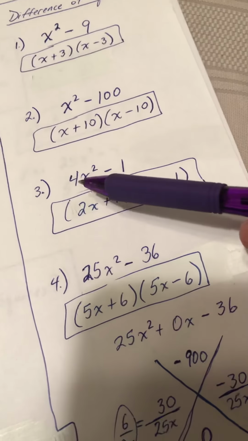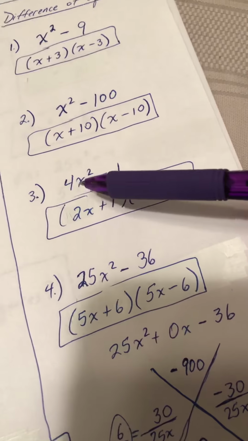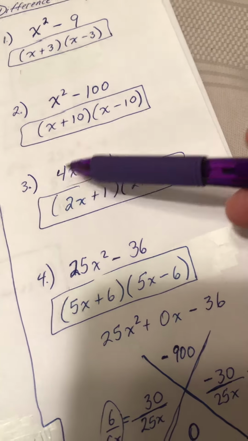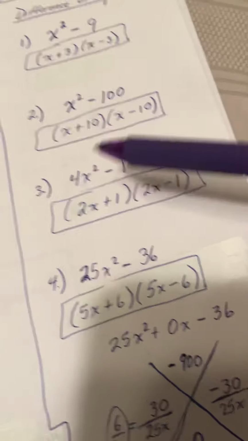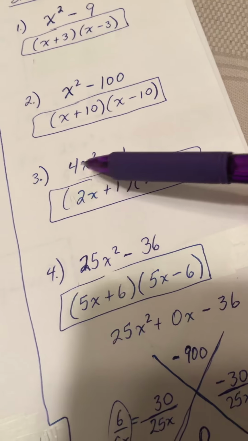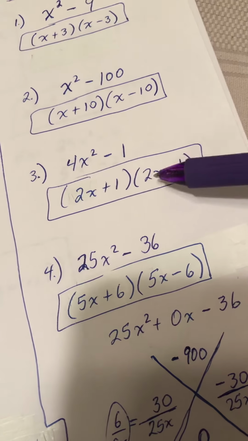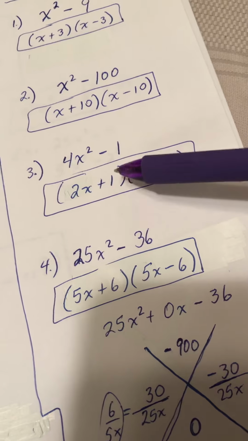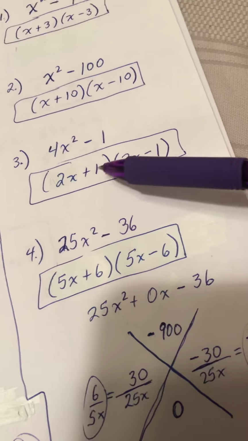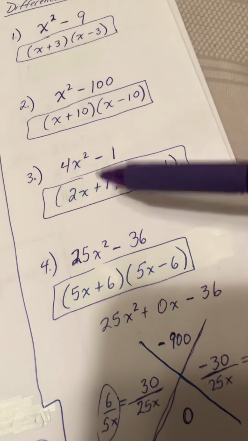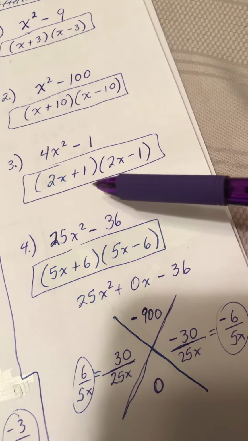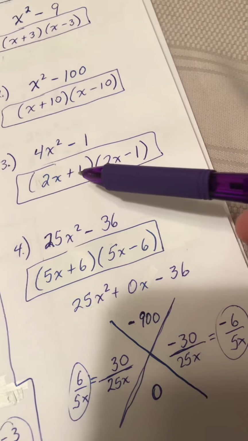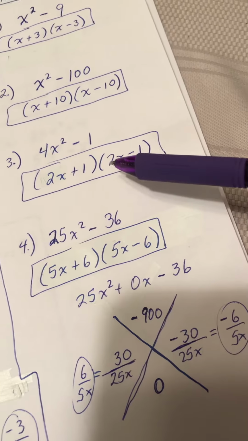Now we have a number in the A position that's not a 1. So here's a perfect square. Don't forget, 1 is a perfect square. The square root of 4x squared is 2x and 2x. The square root of 1 is 1 and 1. We need a positive 1 and a negative 1: 2x plus 1, 2x minus 1. When we do the outside-inside, negative 2x plus 2x cancels out.